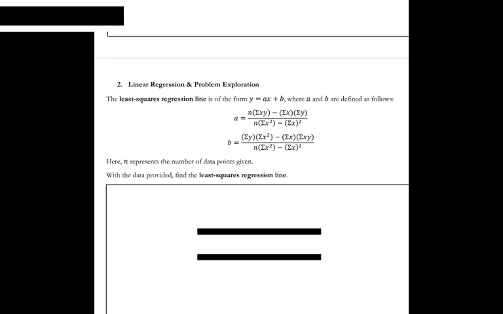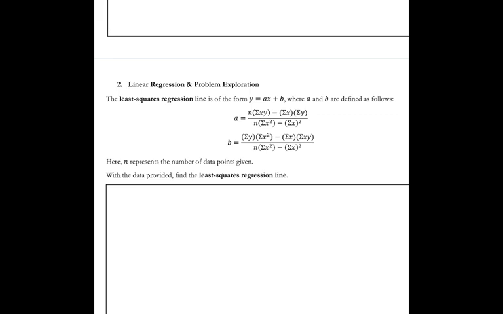Let's take a moment to go through this formula. We have this least squares regression line. It's centered around the notion of y equals mx plus b right here. You see the m is your slope and the b is the y-intercept.